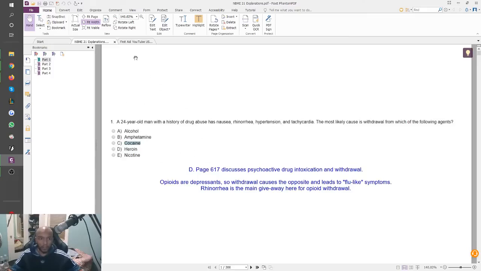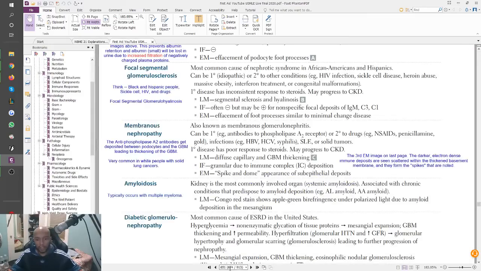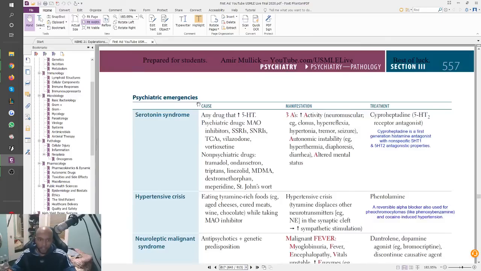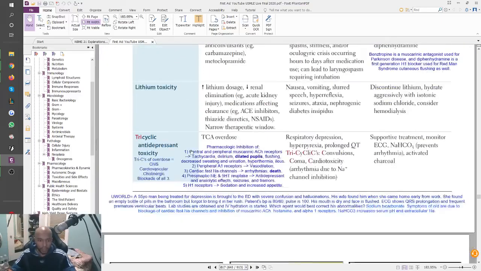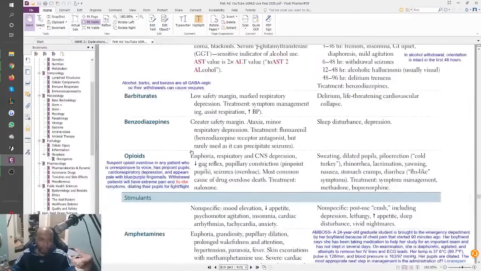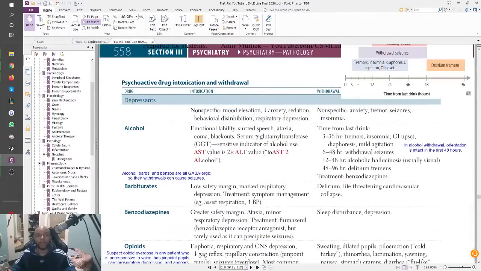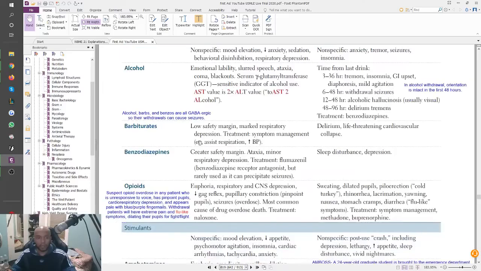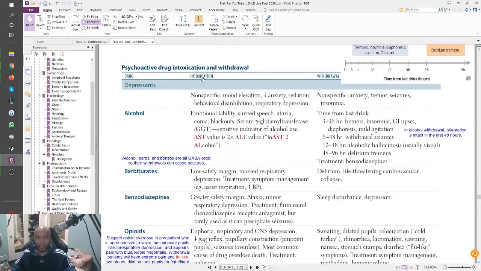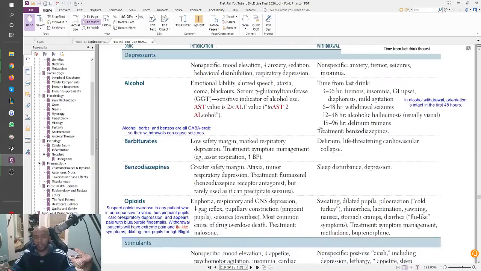So let's take a look at this page. There's a page in First Aid under psychiatry where they tell you about all the different drugs, right? Psychiatric emergencies. Well, psychiatric emergencies is one thing, but right here, psychoactive drug intoxication and withdrawal. So we're looking at opioids, right? And remember, the left side is intoxication, the right side is withdrawal.